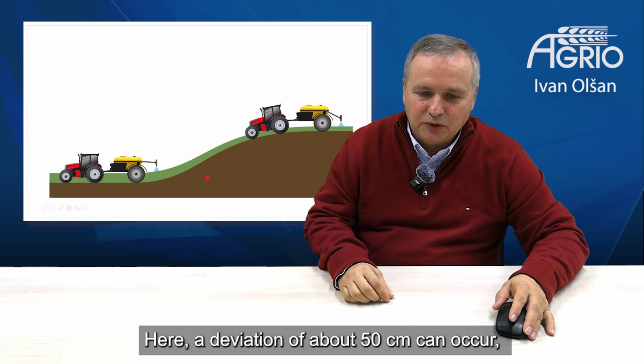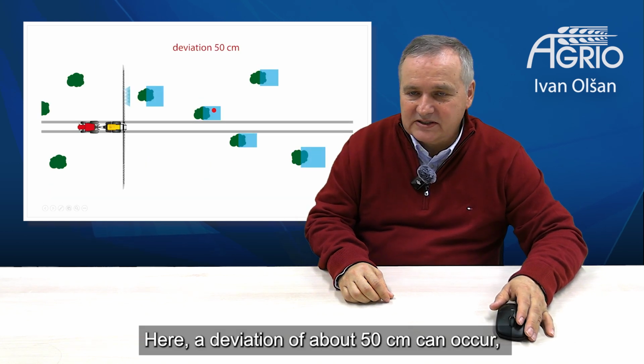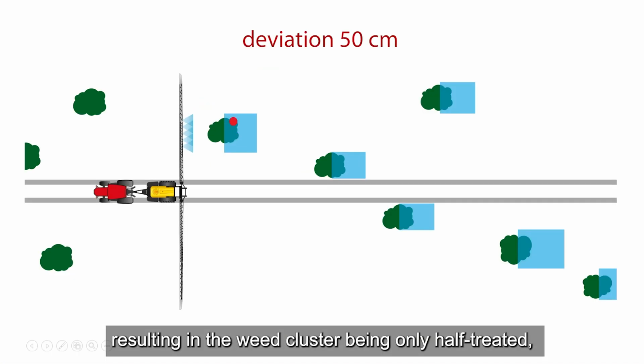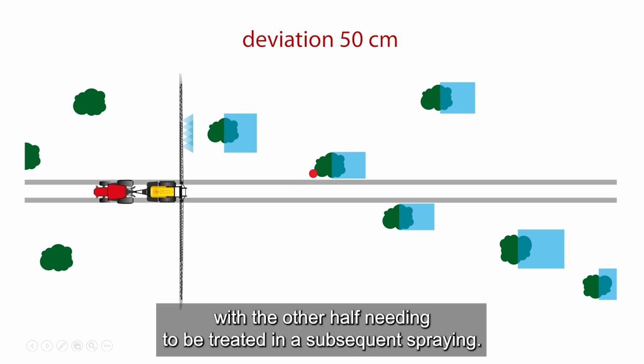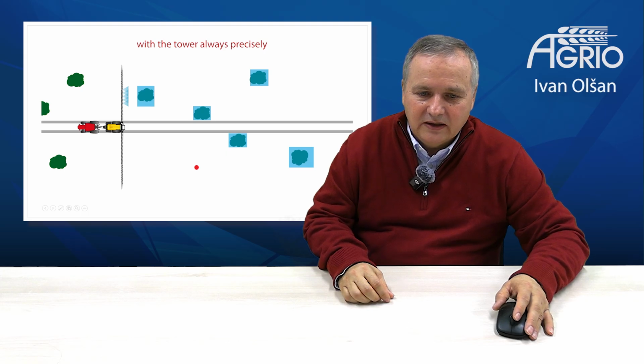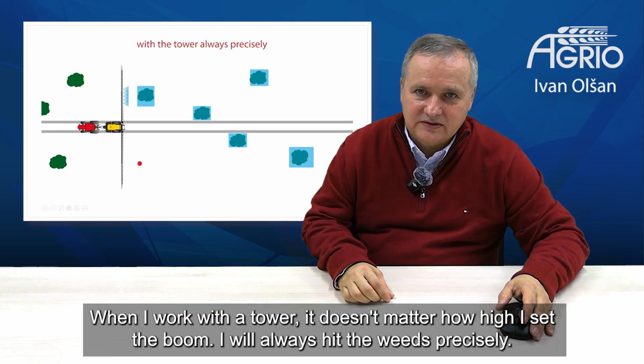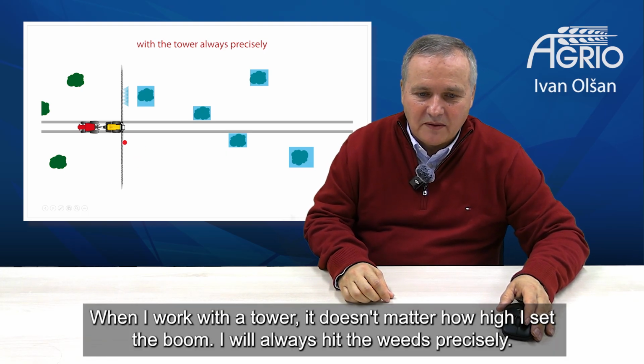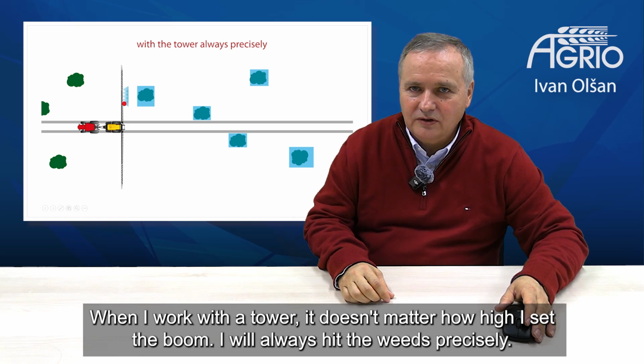Here, a deviation of about 50 centimeters can occur, resulting in the weed cluster being only half treated, with the other half needing to be treated in a subsequent spraying. When I work with a tower, it doesn't matter how high I set the boom, I will always hit the weeds precisely.